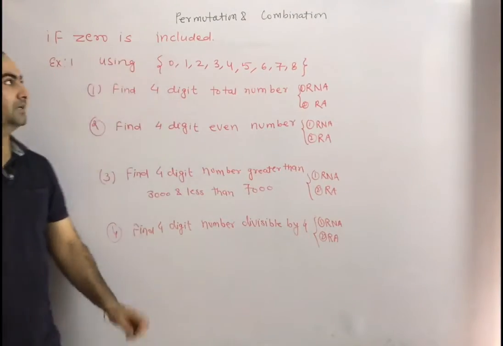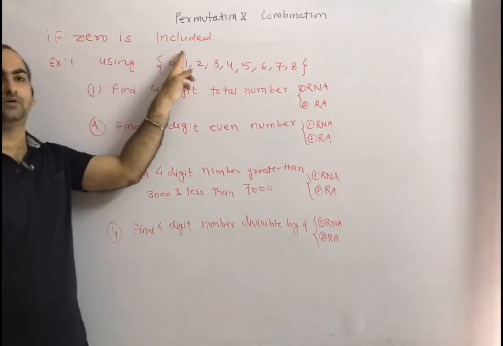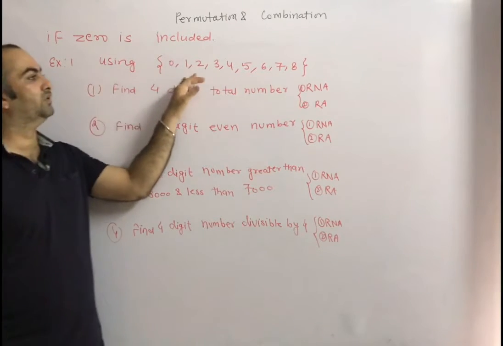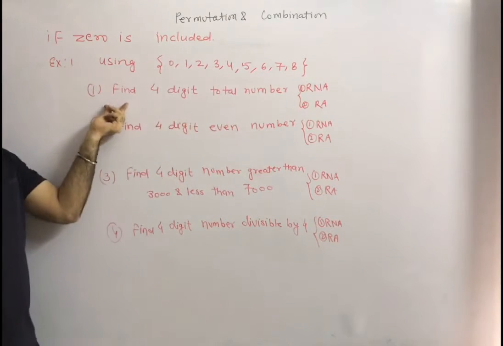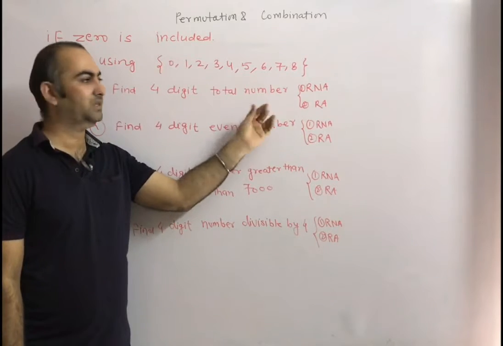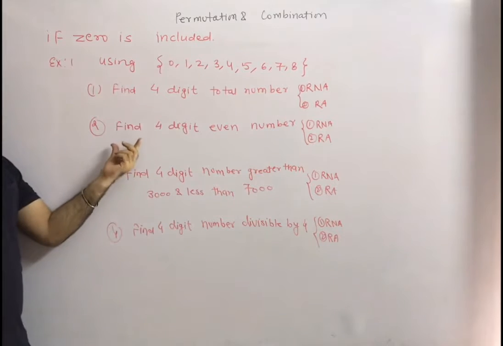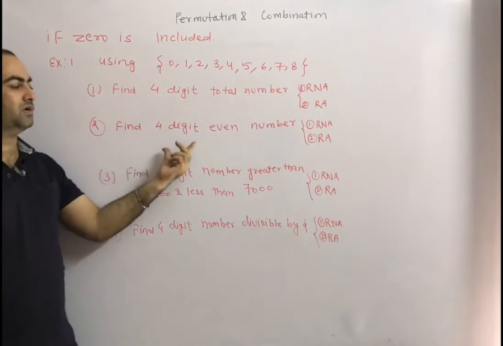Let's discuss the problems when 0 is included. In this one, the first example uses the digits 0 to 8. The first problem is to find the total number of 4-digit numbers. We have two parts: repetition not allowed, and repetition allowed. The second problem is to find 4-digit even numbers.